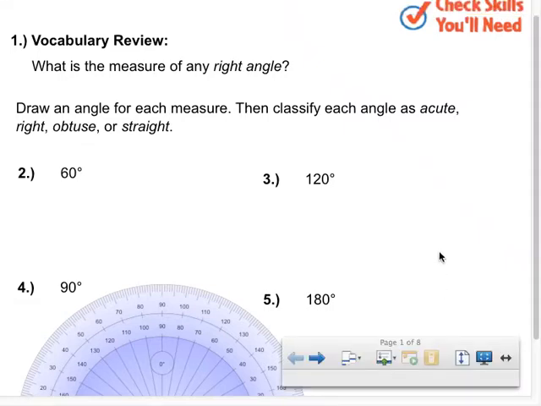Okay, this is Unit 4, Lesson 10, second semester, 7th grade math. Vocabulary review. What is the measure of any right angle? Who's got that? Justin?